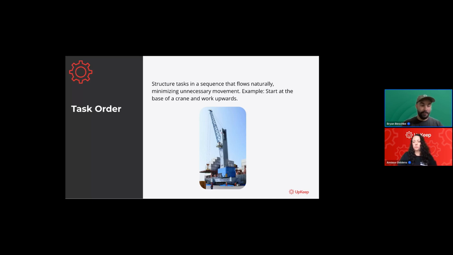And if your PMs are structured this way, you will minimize not just unnecessary movement, but resources too, right? So if a guy knows he needs to bring X, Y, and Z, he's not going to lug it all the way up the steps just to come all the way back down with it, right? So that's super important. Task order.